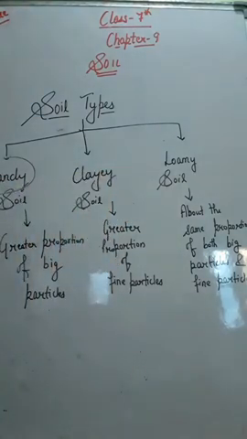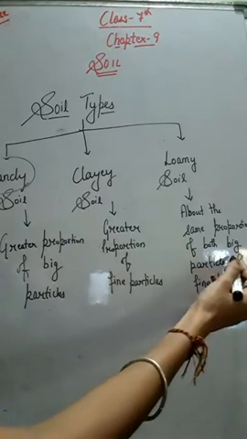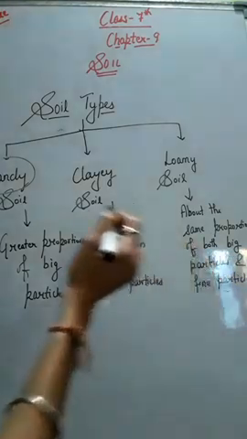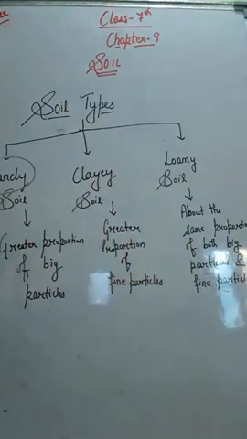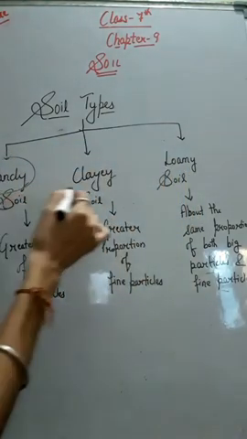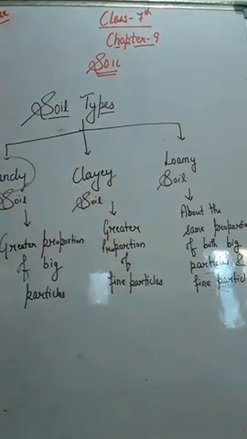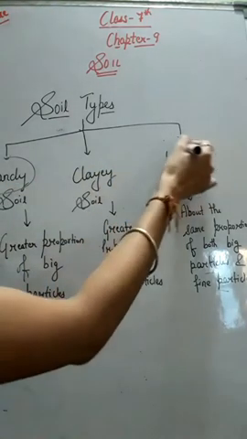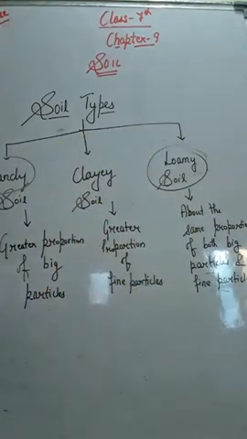The third one is loamy soil. If the amount of both the fine particles and big particles is about the same, then that soil is known as loamy soil. So there are basically three types of soils: sandy soil, clay soil and loamy soil. Out of all these soils, the best soil for growing plants is loamy soil.